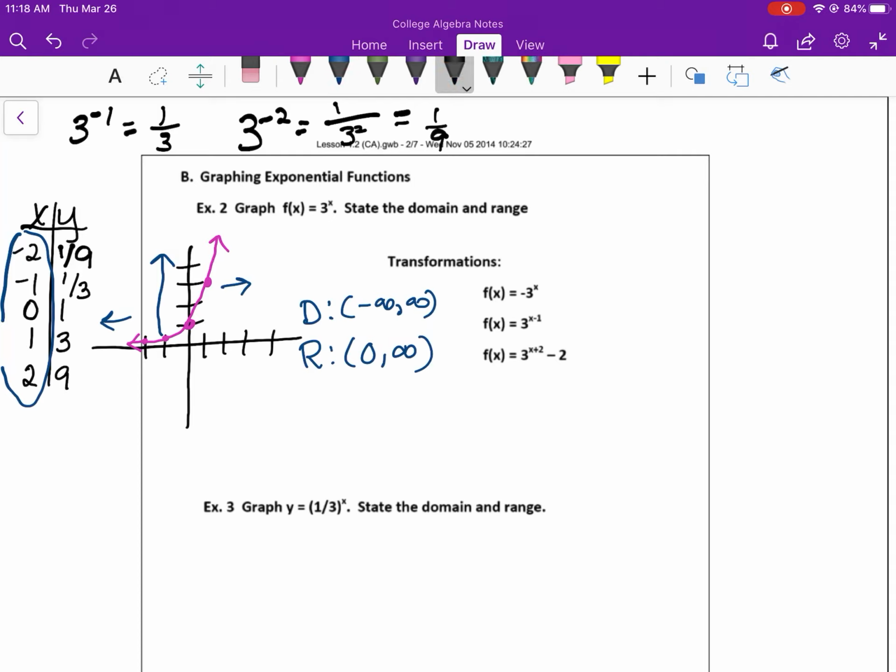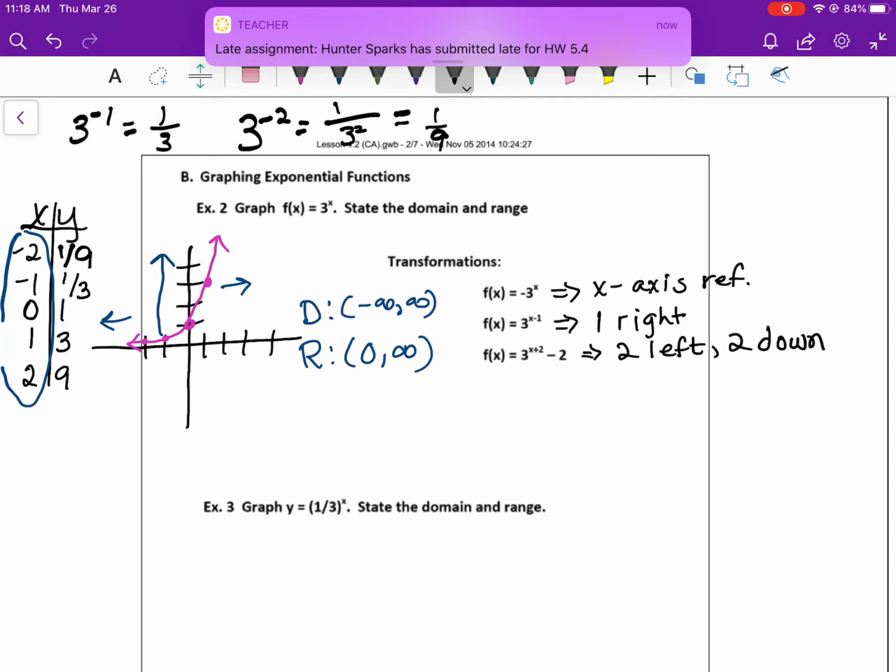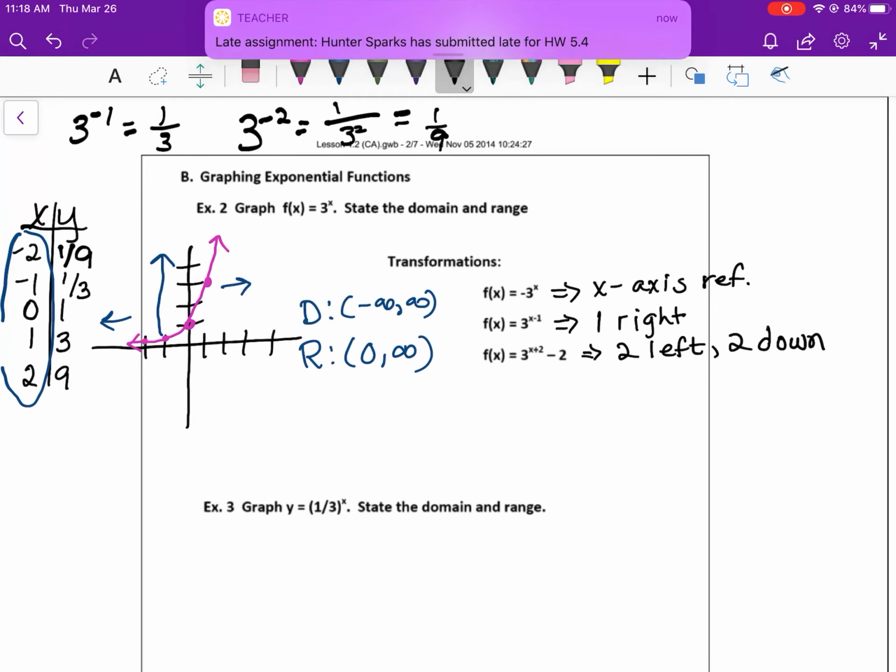If I see a negative in front of this function, that's going to indicate an x-axis reflection. If I have a -1 with my x in the exponent, that shifts it 1 to the right. This one has 2 movements, 2 left and 2 down. So you can transform these graphs just like you can any other function.